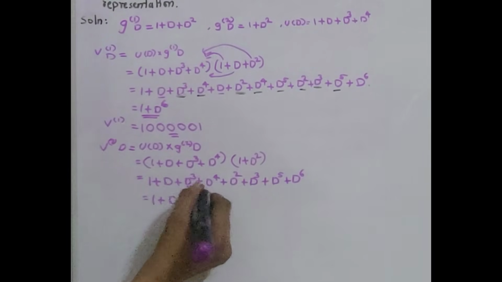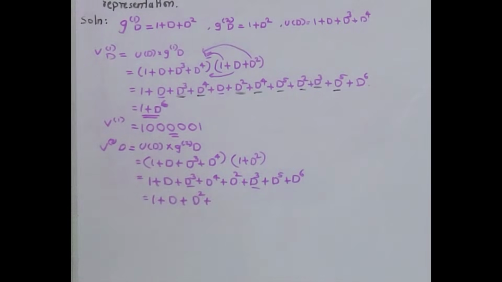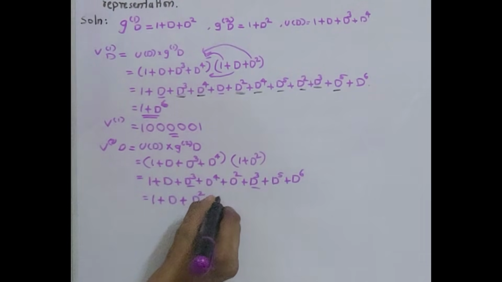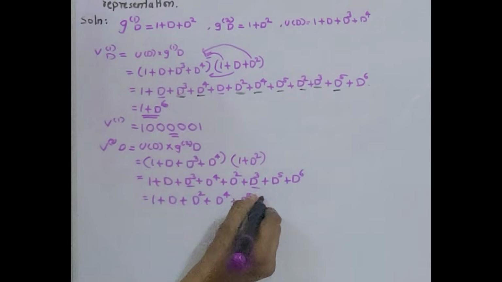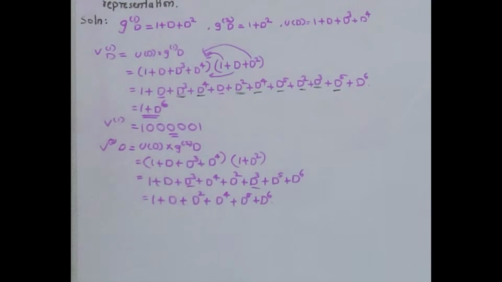D cube, we have 2 d cube, so we can drop that. d raised to 4, you can write d raised to 4 plus d raised to 5 plus d raised to 6. These all we are doing modular 2 addition. So in modular 2 addition, if there is similar value, then it will become 0. Dissimilar value, it will be 1. Okay, so 1 plus d square plus d raised to 4 plus d raised to 5 plus d raised to 6. Similarly, we can write the corresponding binary.